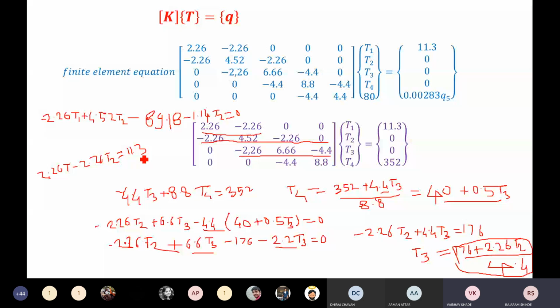Yes, from here you convert this T2 in terms of T1 and you put here. That will give the value of T1. This value you put in this equation, that will give the value of T2. After that, this T2 you use in this equation. This will give the T3, and this you use here, it will give the T4. That is the procedure. Okay. Can you do it?